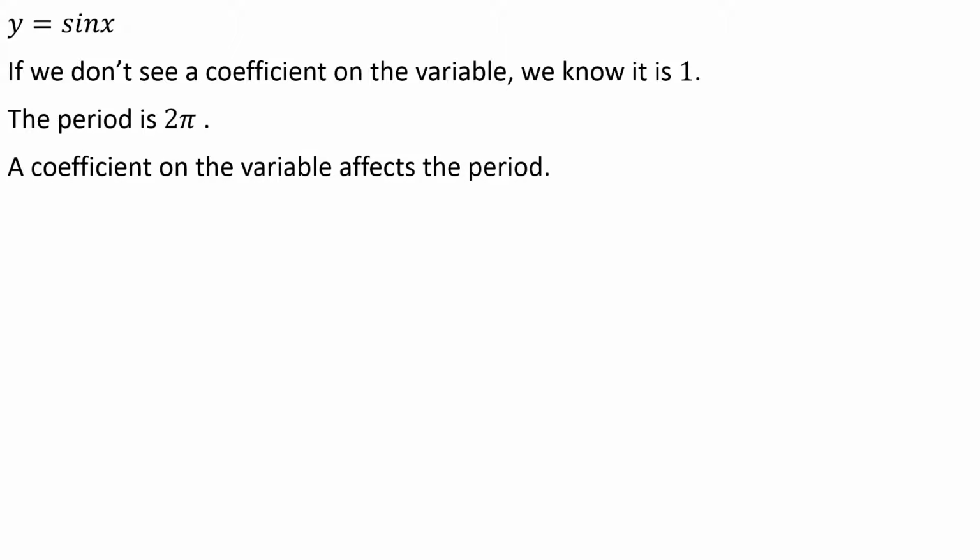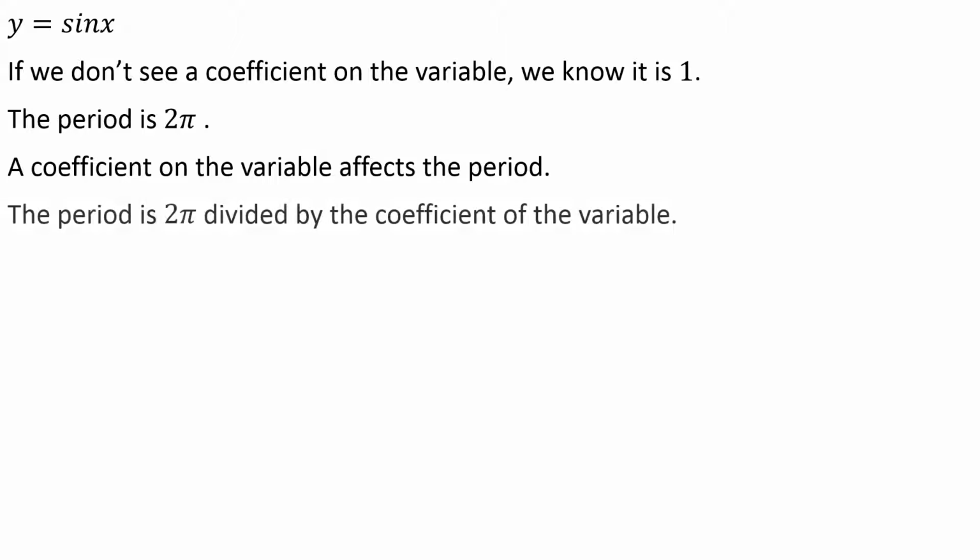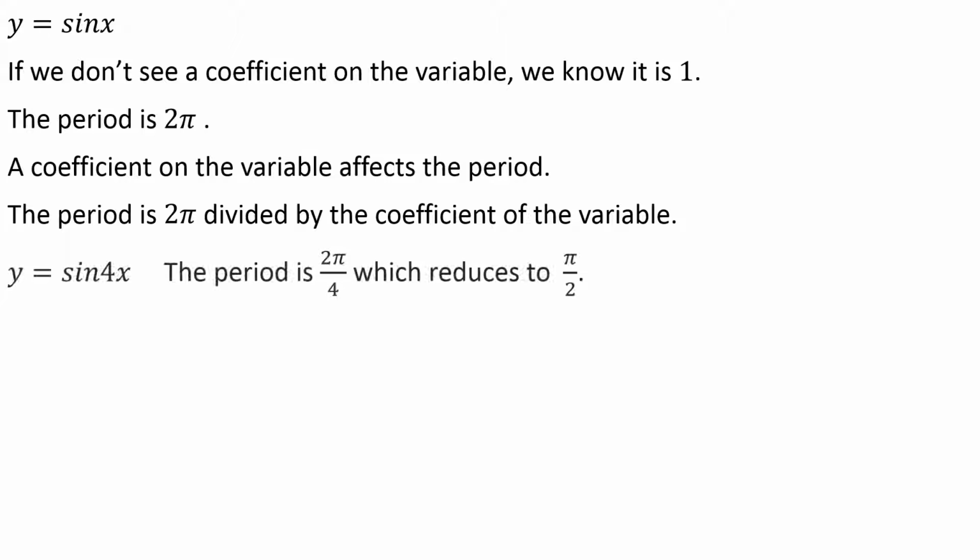Now, if I place a coefficient on the variable, it affects the period. We take the period of 2 pi and we divide it by the coefficient of the variable. So if I've got y equals sine of 4x, the period becomes 2 pi divided by 4, which reduces to pi over 2. So instead of taking 2 pi units for one complete period, it only takes pi over 2 units.